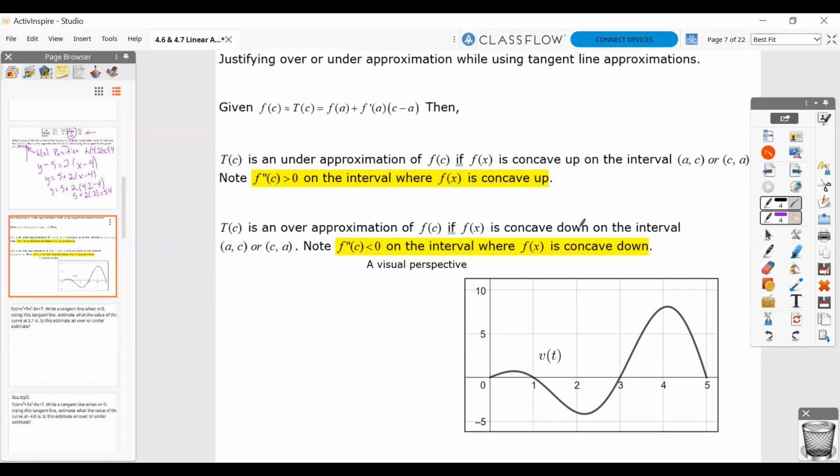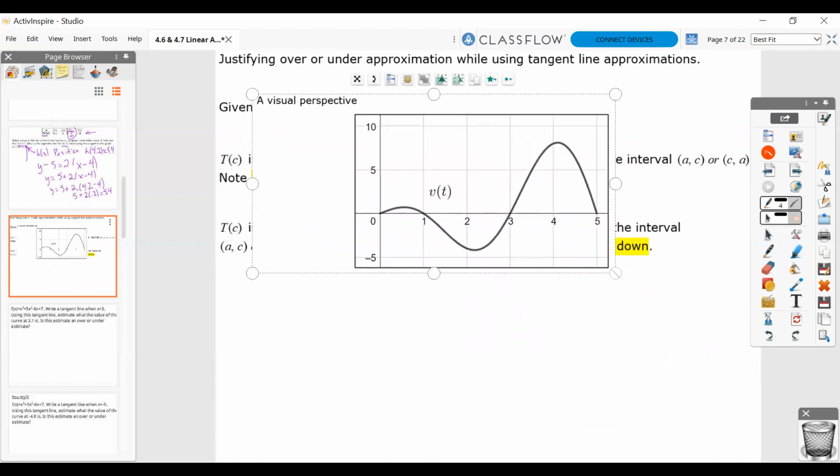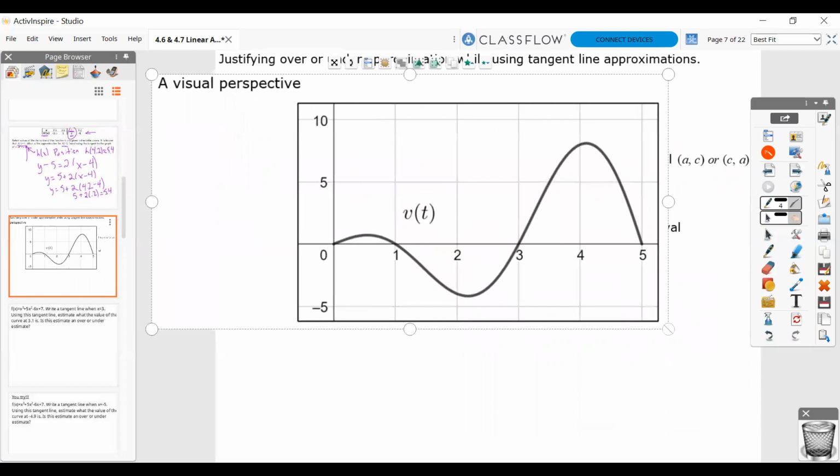Notice if it's going to be concave up, that means we're going to have an underestimate. If this is the point we want to find our estimate of, and we do our tangent line, we can see that any value either to the right or to the left, our tangent line is actually going to be an under approximation. So here's our function, our position function. In this case it's kind of a velocity function, but let's assume this is a position function.